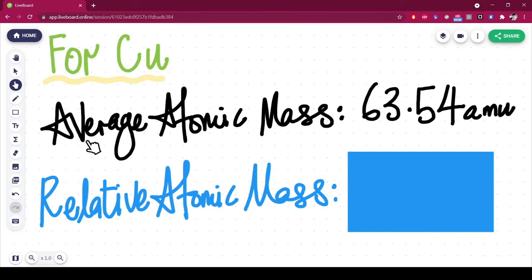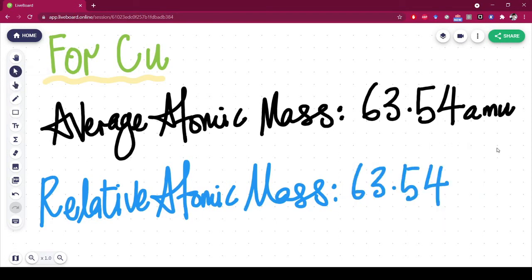Right here, we have the average atomic mass for copper, which is 63.54 AMU. So what is the relative atomic mass for copper? Yes, it will have the same magnitude, but it doesn't have a unit. AMU units exist for the average atomic mass, but for the relative atomic mass, you do not have to write the units.